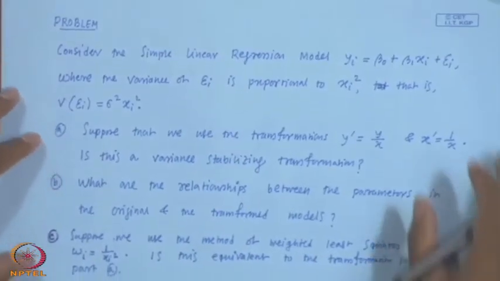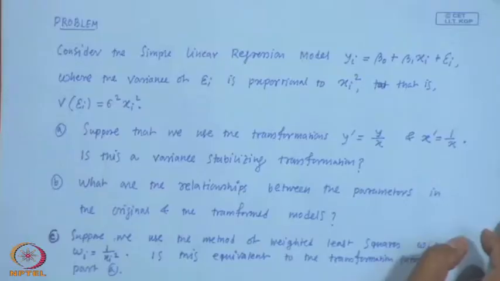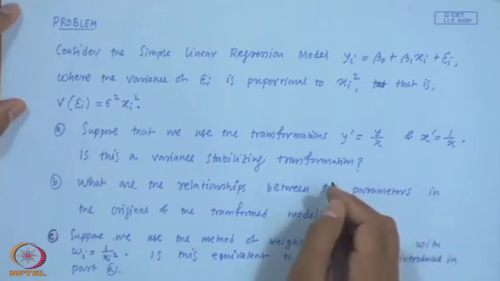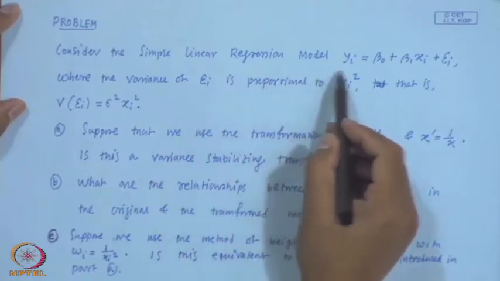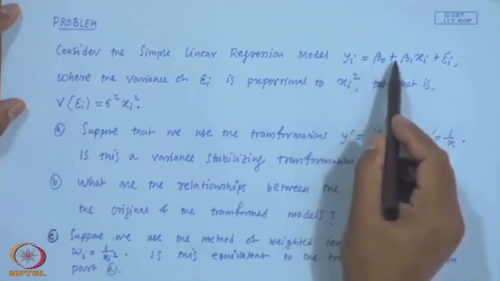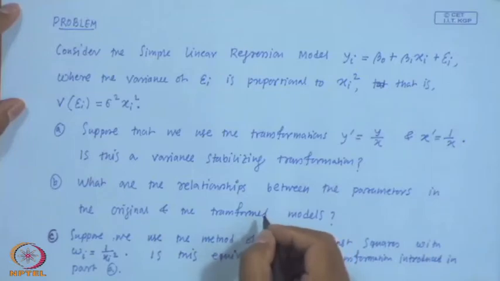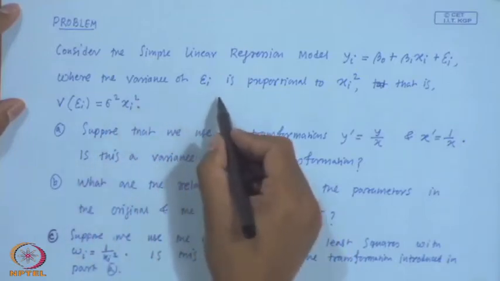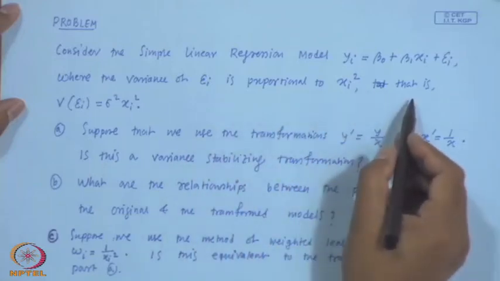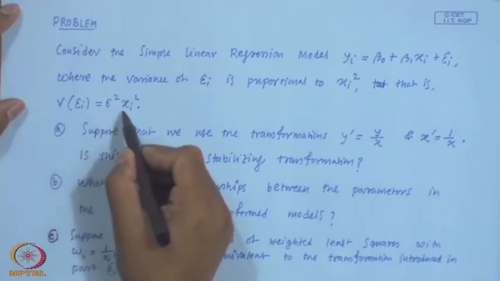Now I'll be considering a problem from a topic called transformation and weighting to correct model inadequacy, and there we talked about variance stabilizing transformation. So, I will be considering one problem from variance stabilizing transformation. Well, here is the problem. Consider the simple linear regression model yi equal to beta naught plus beta 1 xi plus epsilon i, where the variance of epsilon i is proportional to xi square. That is, the variance of epsilon i is equal to sigma square xi square.